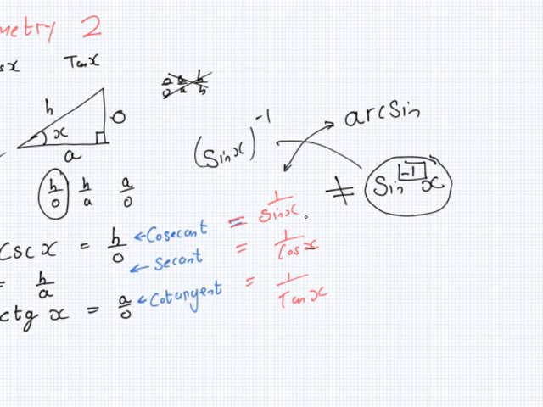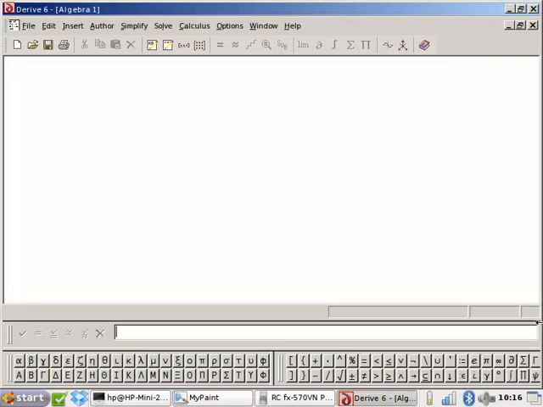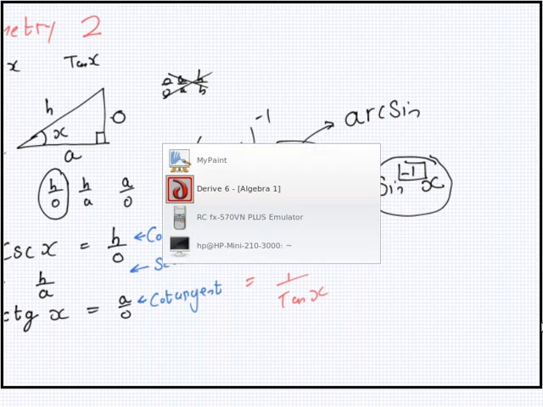Yeah. So what we need to have a look at now is the graph of them. So if you can add your graph, because sometimes in the exam they ask for the graph of these. So the first one we'll do is cosecant.